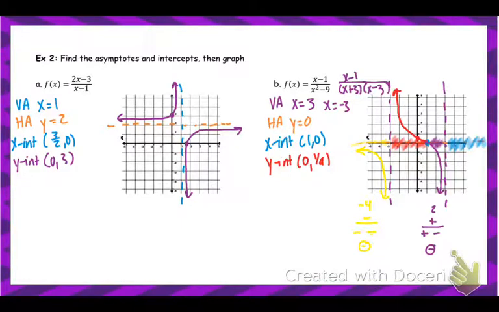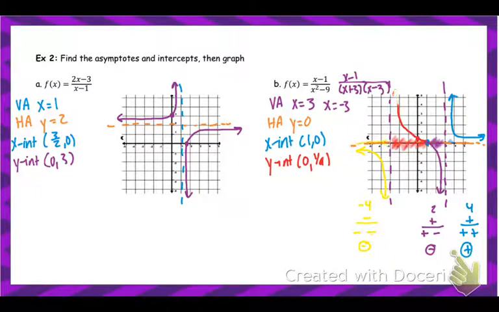Now let's try the blue region for the last part. I'll pick a test point of 4. 4 minus 1 is positive, 4 plus 3 is positive, and 4 minus 3 is positive. So that entire region is going to be positive. So everywhere in that little blue region is going to be above the axis. And again, we're going towards that horizontal asymptote. And there's my graph.